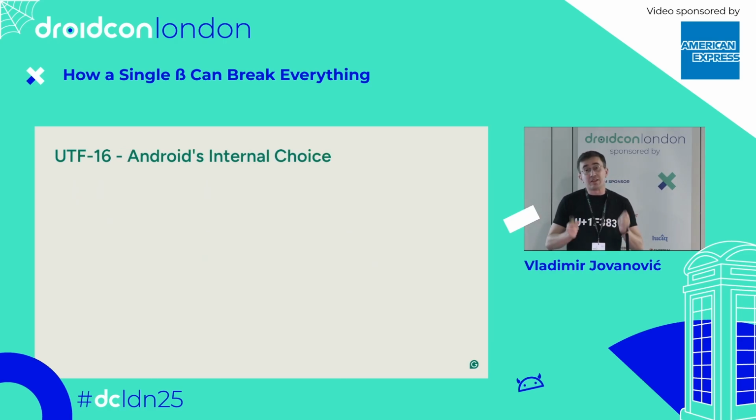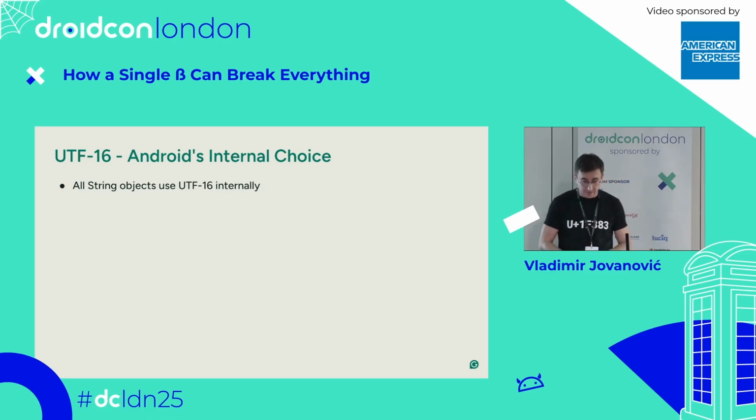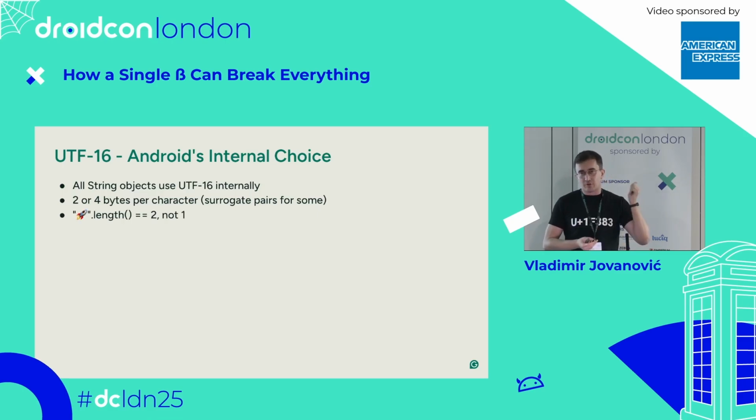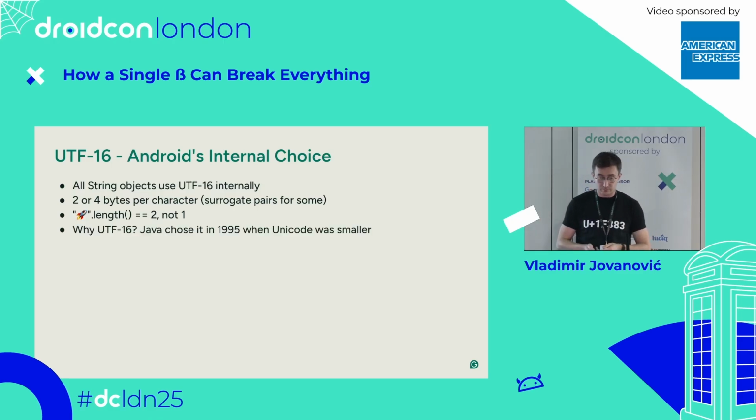Let's talk about UTF-16, because whether you know it or not, it affects every Android app. Every string in your apps is stored as UTF-16. Most characters use 2 bytes, but some, like emojis, use 4, stored as something called a surrogate pair. That's why the length of the rocket emoji is 2 and not 1, because it uses 2 UTF-16 units.